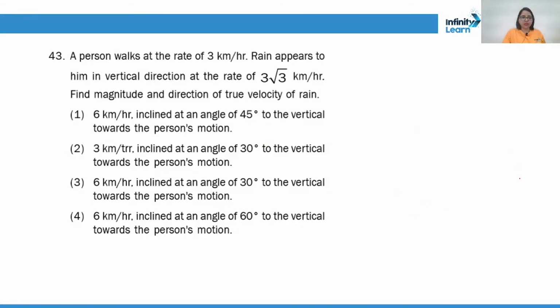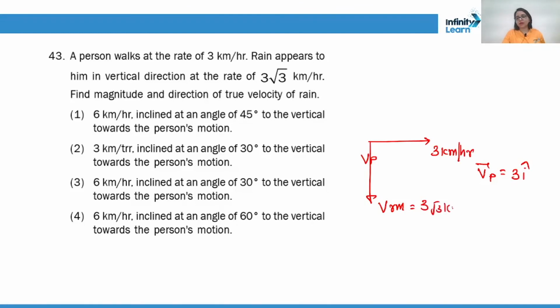Question number 43. A person walks at a rate of 3 km per hour. So this is the velocity of the person, 3 km per hour. Or you can write the velocity of person vector as 3 i cap. Rain appears to him in the vertical direction at the rate of 3√3 km per hour. So velocity of rain with respect to man is 3√3 km per hour. I am taking this direction as x and this direction as y. So in this case, velocity of rain with respect to man vector is 3√3 j cap.